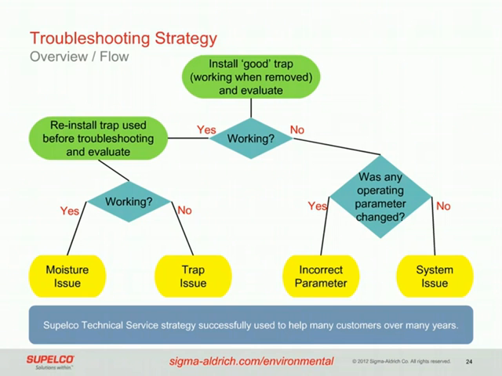And we'll talk about that here in 2 slides or so. So back at the top of the flow, if we installed that good trap and it's not working, the next question asked is, did any operating parameter get changed? And if it did, you might have an incorrect parameter. If it was not changed, you probably have a system issue. And we'll talk about troubleshooting both of those techniques in these upcoming slides.